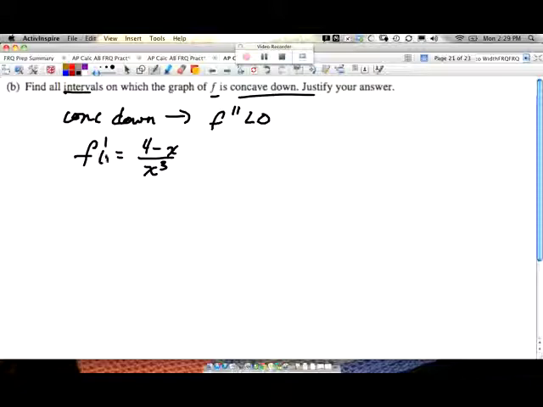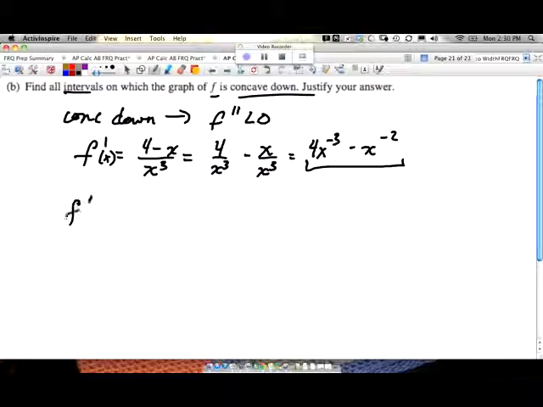that the second derivative would be a pretty straightforward quotient rule from here, but I could do some algebra here. Watch this. This will be 4 over x cubed minus x over x cubed, which is really 4x to the negative 3 minus x to the negative 2. Aha! Now take the derivative of that. That's even way simpler. So that's going to give me negative 12 x to the negative 4. Drop the negative 3 times the 4, that's negative 12. Subtract 1 from the negative 3, that gives us the negative 4.